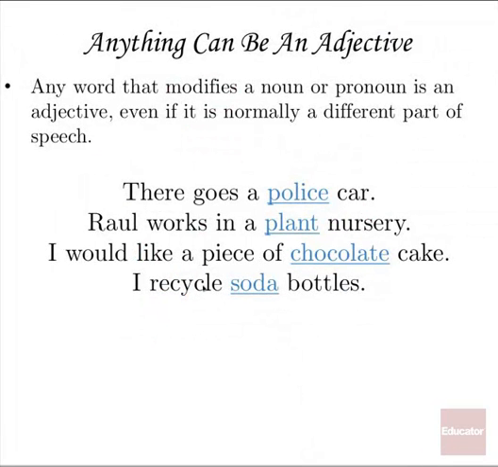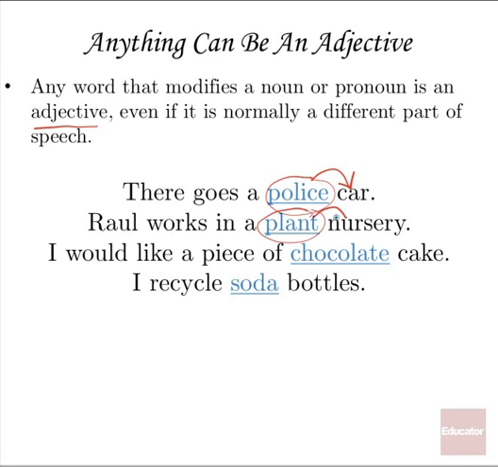All right. Here is the real problem with adjectives. Anything can be one at some point in a sentence. Any word that modifies a noun or pronoun, with very few exceptions, is an adjective, even if it is normally a different part of speech. So, there goes a police car. Now, police in English is normally a noun. You say, I'm going to call the police. It's a noun. It's an organization. But when it modifies car, it's describing the purpose of the car, and it becomes an adjective. It's a police car. That's what kind of car it is.